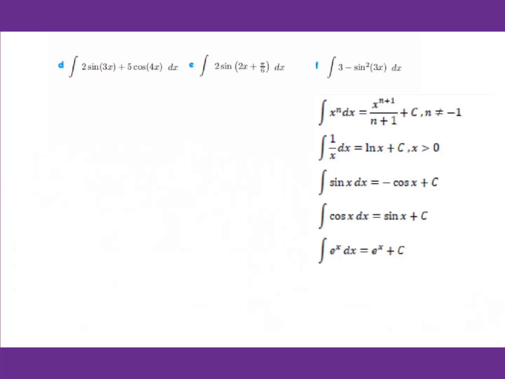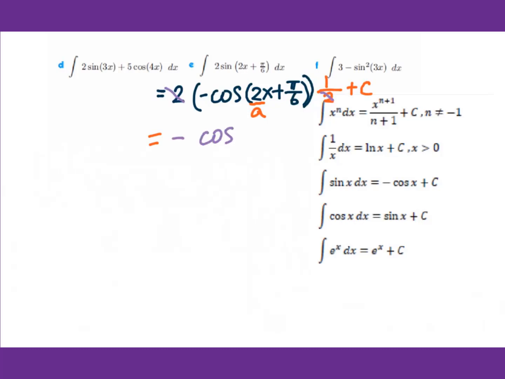Now let's go to e. You will get the 2 as coefficient, so negative cosine 2x plus pi over 6. Then you multiply by 1 over a, that is 1/2, because this is a. Then you plus c. So the 2 is gone. You have negative cosine 2x plus pi over 6, then plus c.